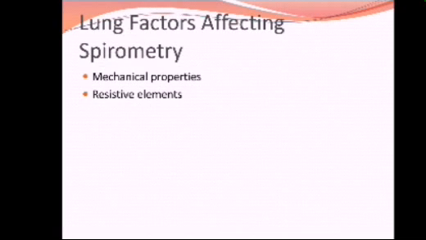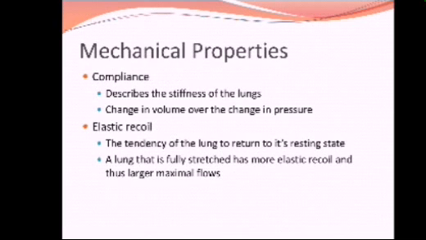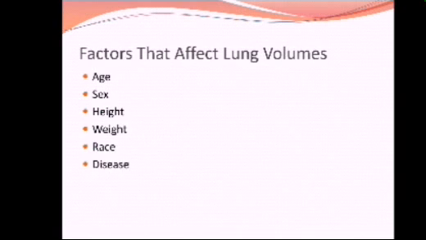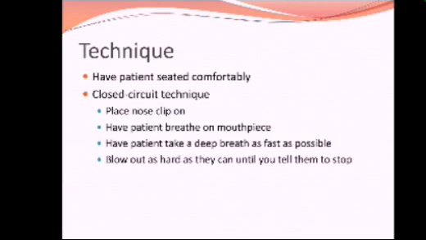Lung factors which affect spirometry are mainly the mechanical factors and the resistive elements. Mechanical properties which we mainly have to focus on in pulmonary function testing are the compliance of the lung and the elastic recoil of the lung. Resistive properties which we need to focus on are determined by airway calibers and the affected lung volumes, bronchial smooth muscles or airway functions. Factors which affect lung volumes are age, sex, height, weight, race and disease.